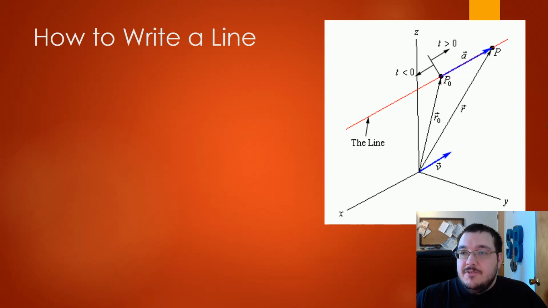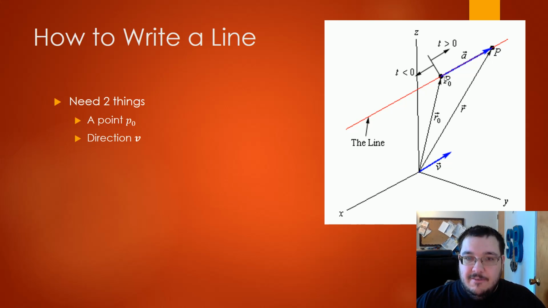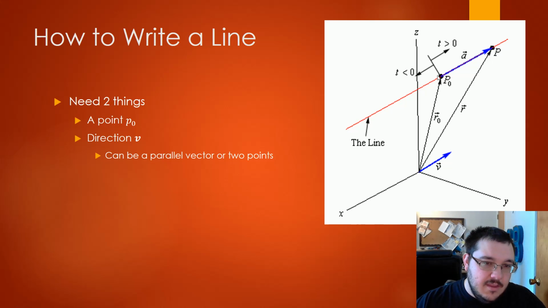So, we're essentially going to be using this diagram here to write our line. So our line is this red line going through here. We don't know too much about it, but we need two things in order to write this line. We need a point that's on the line. So that's going to be this point up here. Another thing we need is the direction of it, which, if you know the direction, that's the same thing as a parallel vector. So what we're going to end up doing is use the parallel vector or just 2 points on it, whatever you want to use.